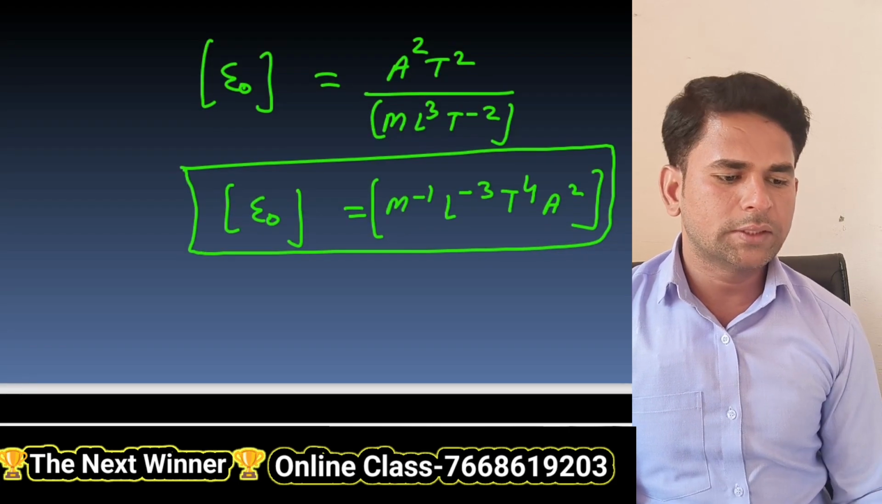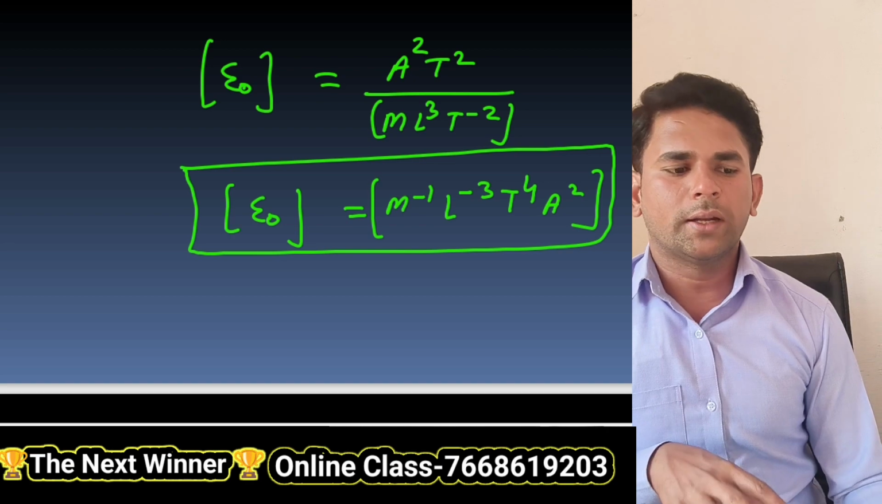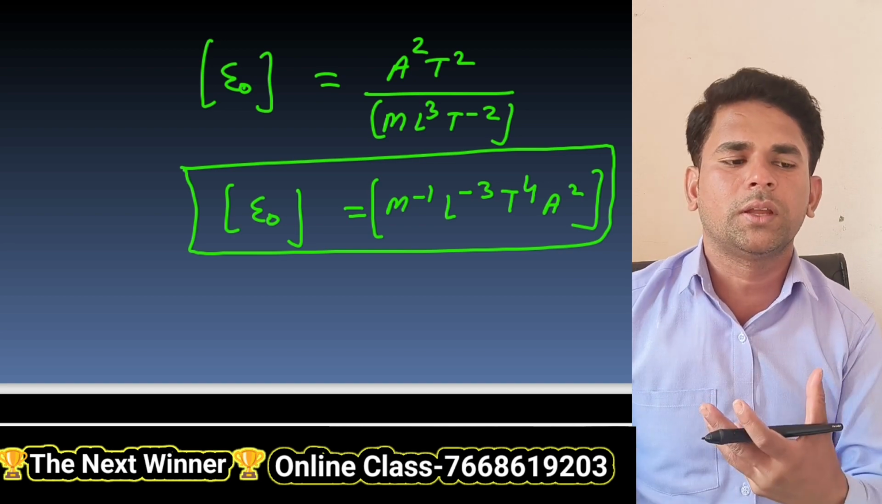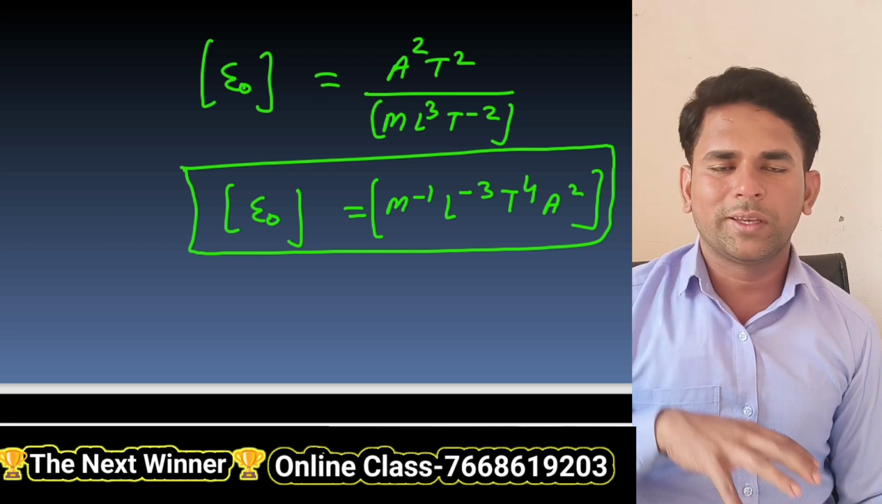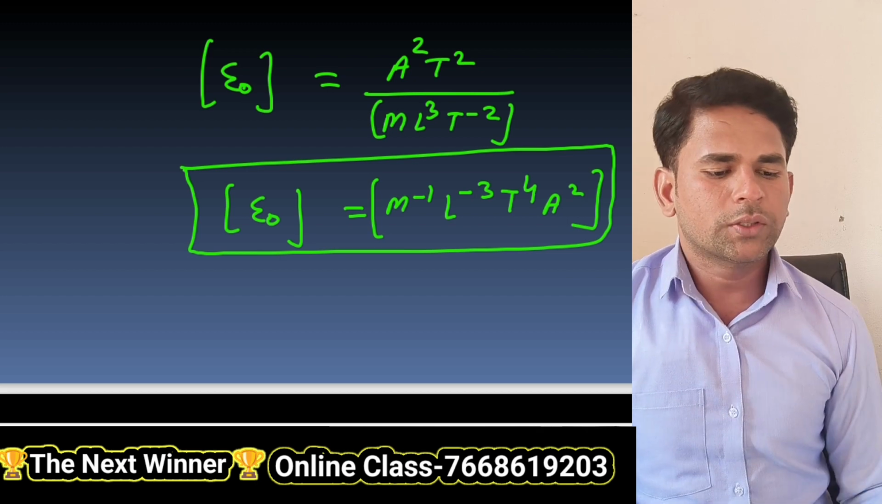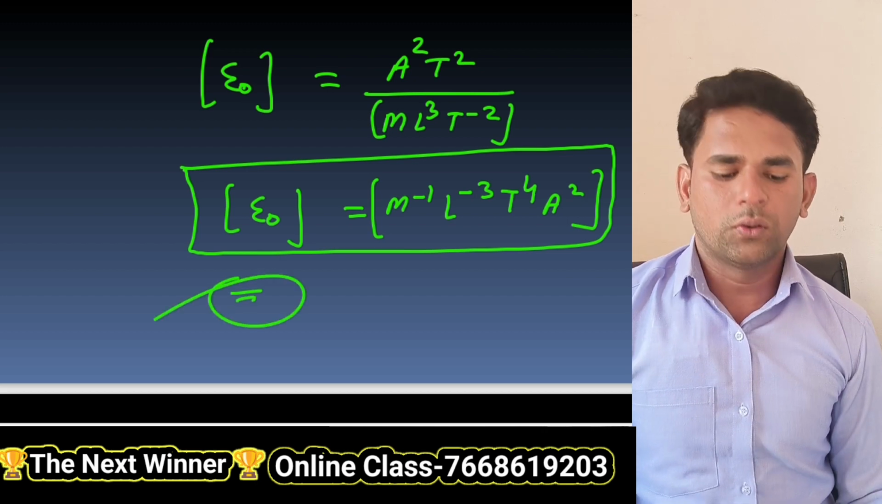It doesn't matter if, in some other books when you search, in place of A they write I. So don't worry. So this is the final calculation of Coulomb's law.